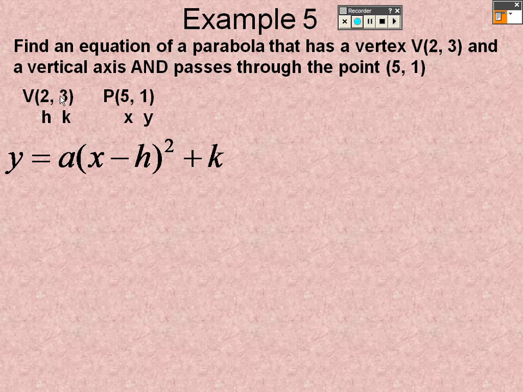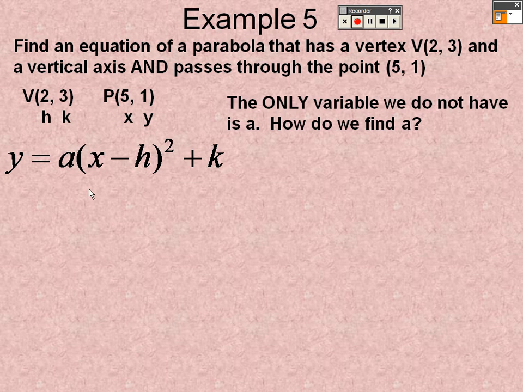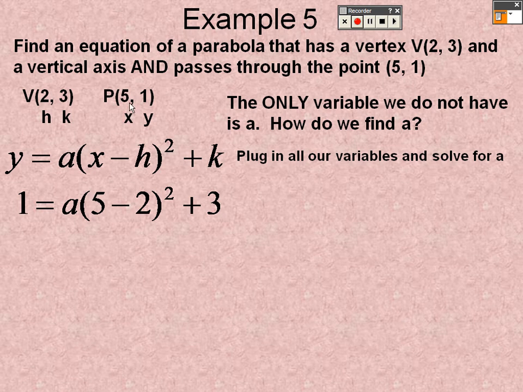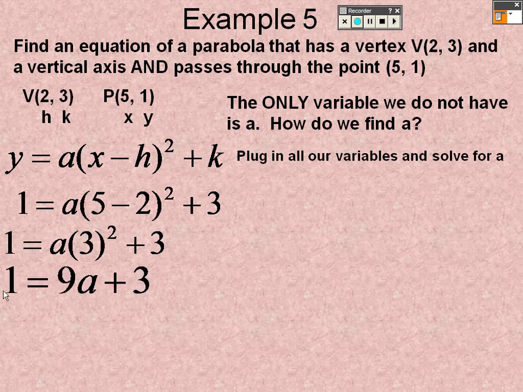So I need to plug in every single one of these values into the standard form for quadratic to find a first. Once I find a, then I can set up what the actual equation is. So that's what I'm doing. I'm plugging in all the values that I have. So 1 in for y, 5 in for x, 2 in for h, 3 in for k. So when I do this, 5 minus 2 is 3. 3 squared is 9. So really my equation is 1 equals 9a plus 3.